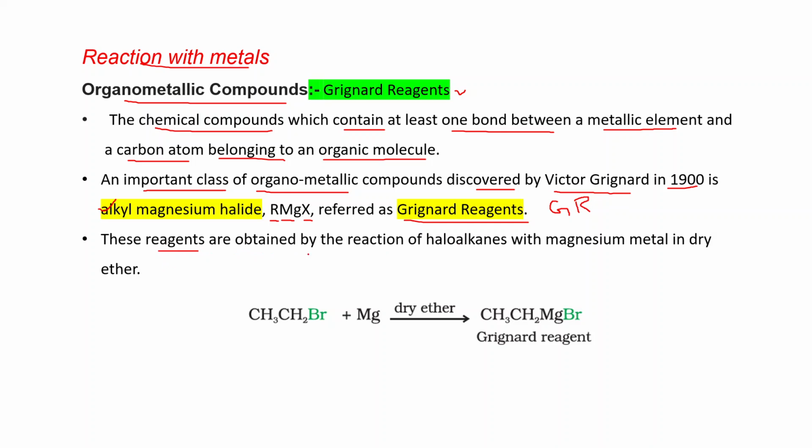These reagents are obtained by the reaction of haloalkanes with magnesium metal in dry ether. Okay. Again, you can see this is the haloalkane CH3CH2Br, magnesium in the presence of dry ether. Again, what is the meaning of this dry ether? That is ether which is free from any moisture content. We will get this one, CH3CH2MgBr. This is ethyl magnesium bromide. This is Grignard reagent. Okay.